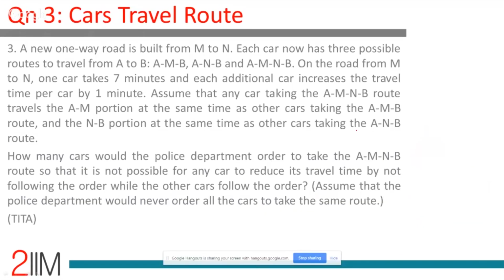How many cars would the police department order to take the AMNB route so that it is not possible for any car to reduce its travel time by not following the order? Basically, if you're a bad apple, you should not be able to get away with it. If the policeman is saying take AMNB and then you say, chuck it, I'm taking AMB, then you should end up spending more time on the road. You should be a good citizen and you'll have a good payoff. If you screw around and take a so-called shortcut, you'll be in trouble. We're trying to find a solution which is like that.